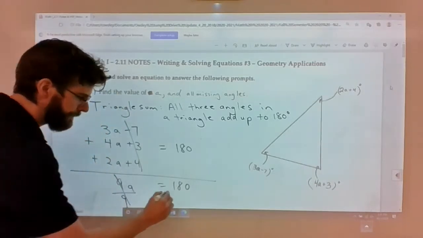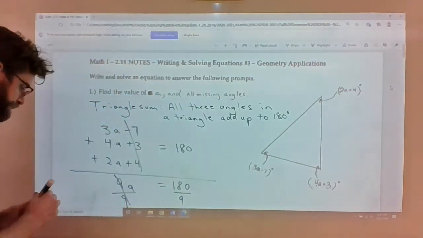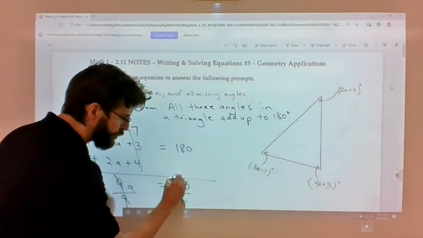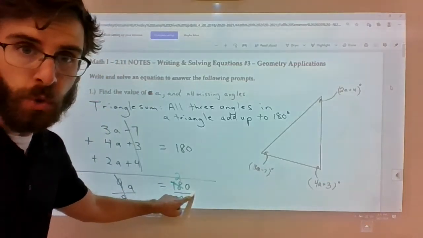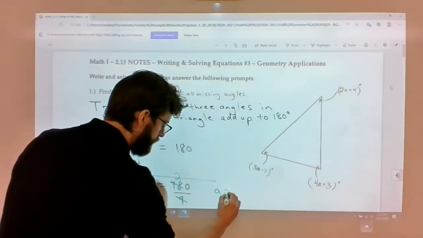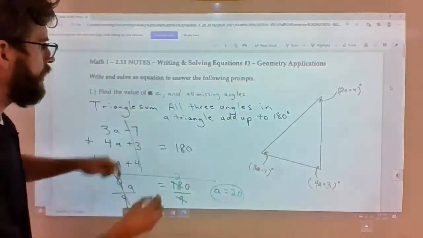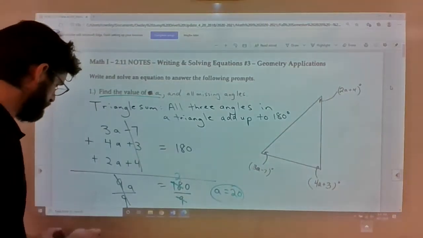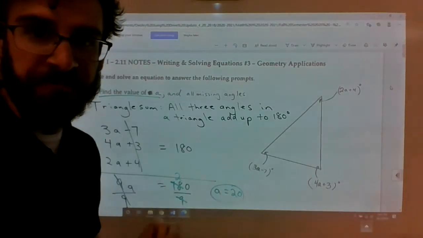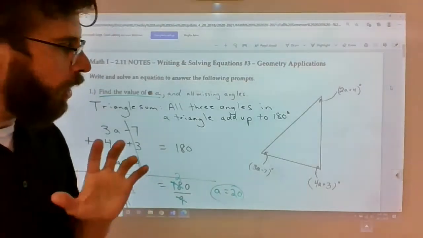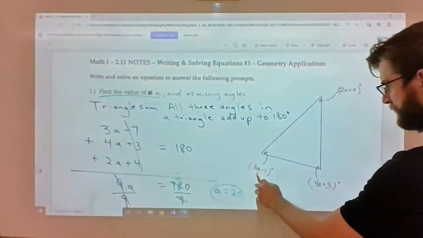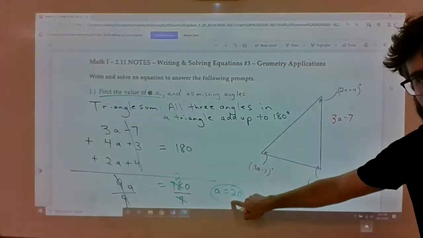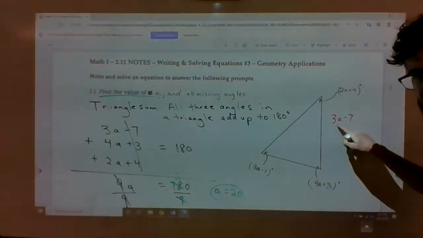The 9's cancel. Divide by 9 on the other side. Hopefully you guys see that 18 divided by 9 is 2. And then we've got another digit, so it's 20. And we've solved the first part of this. Now the second part, find all the measures of the missing angles. All we got to do is say, this angle here is 3a minus 7. If a is 20, I can plug in 20 for the a value right here.